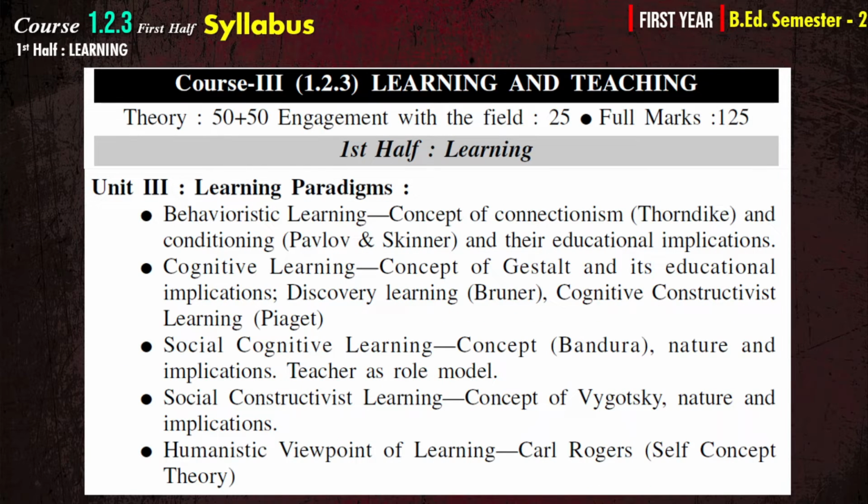Unit 3 learning paradigms. Here you have to read behavioristic learning, that is concept of connectionism, that is Thorndike, and conditioning, that is Pavlov and Skinner and their educational implications. Cognitive learning, that is concept of Gestalt and its educational implications. Discovery learning of Bruner and cognitive constructivist learning of Piaget.